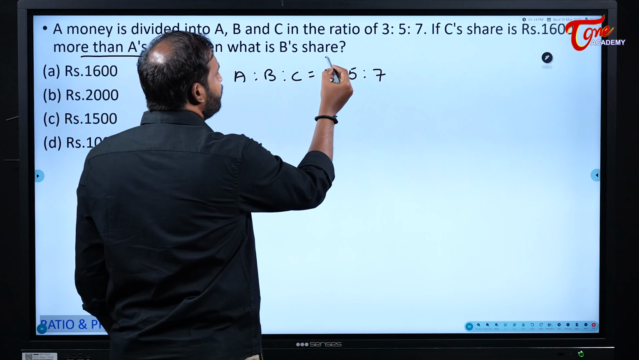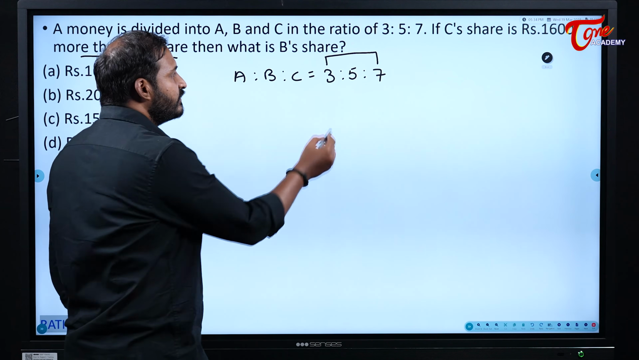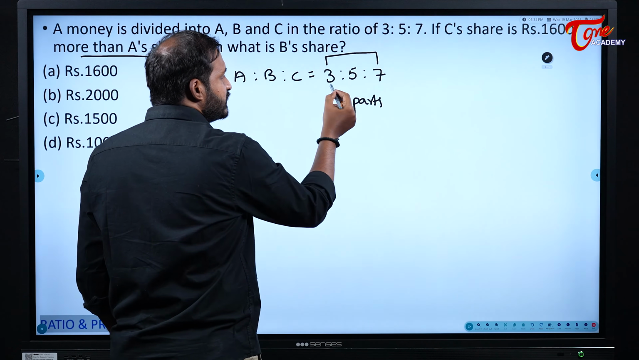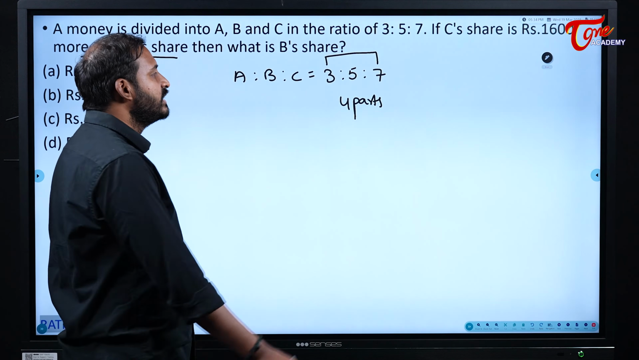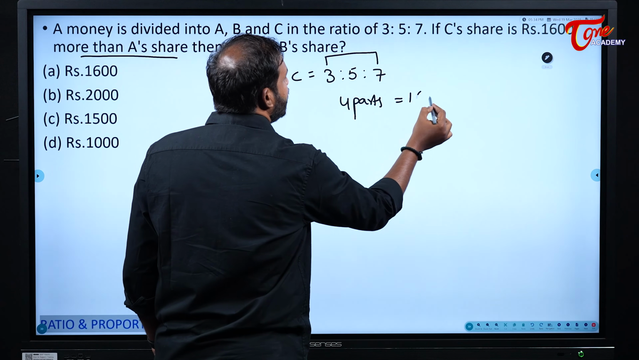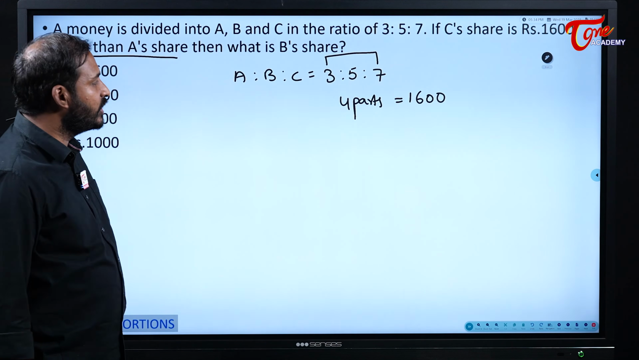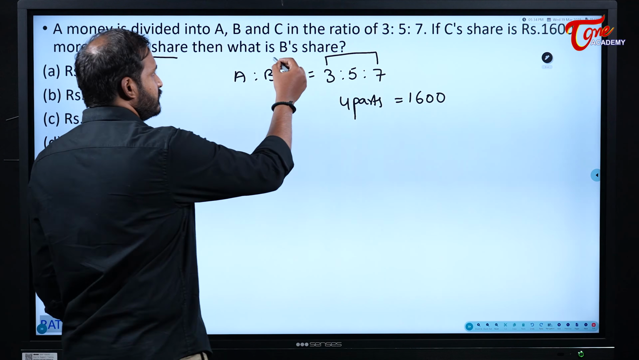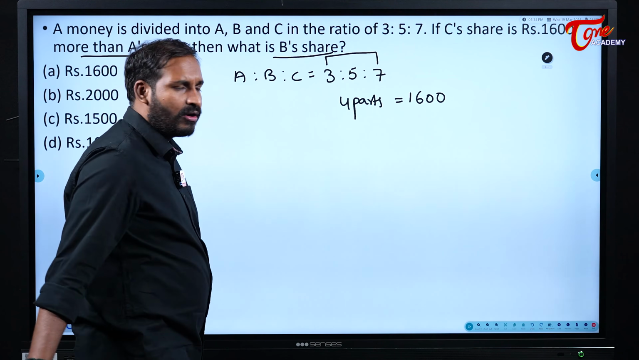Now tell me, what is the difference between C's portion and A's portion here? The difference between C and A is 4 parts. Am I correct? This is 3 parts and this is 7 parts, which means the difference between A and C is 4 parts, which is equal to 1600 according to the given question. And now they are asking us, what is B's share? You can find 1 part and apply it, or you can do it directly also.